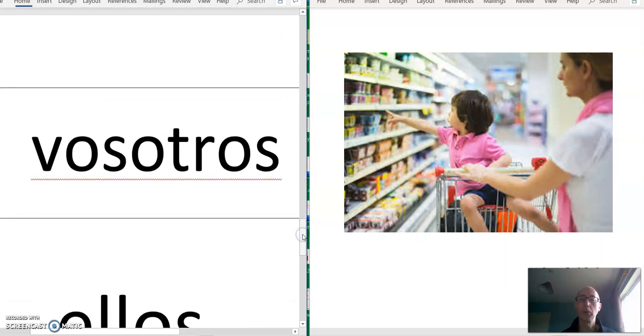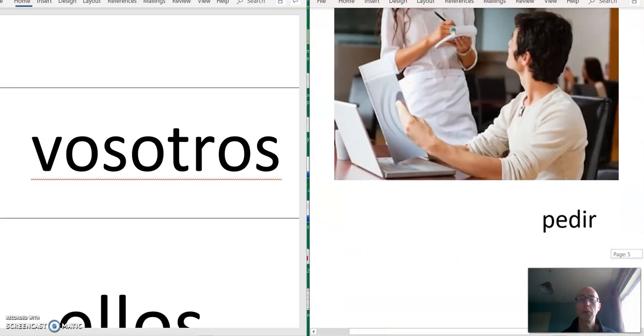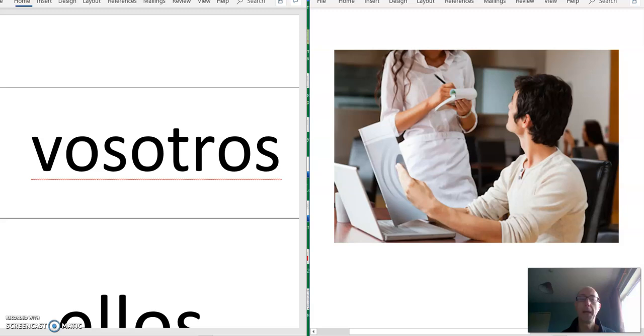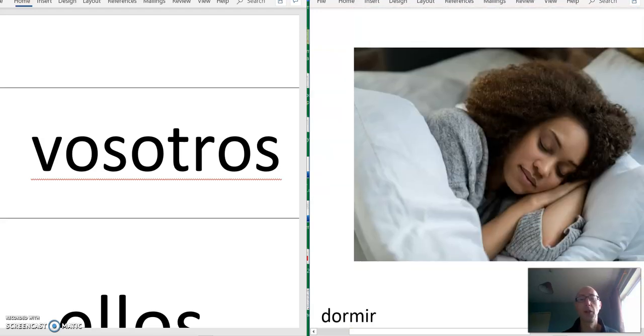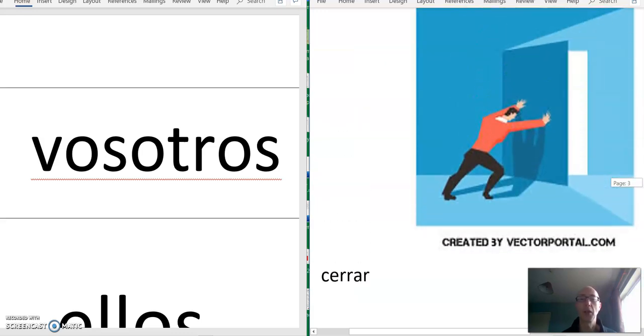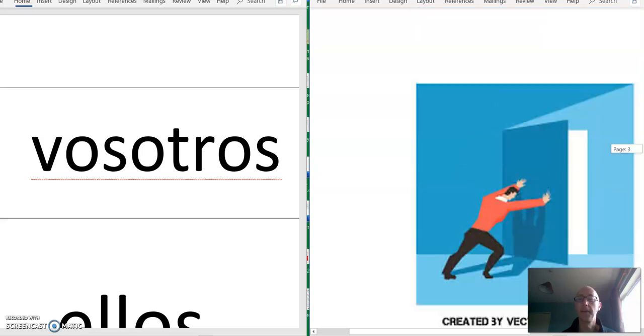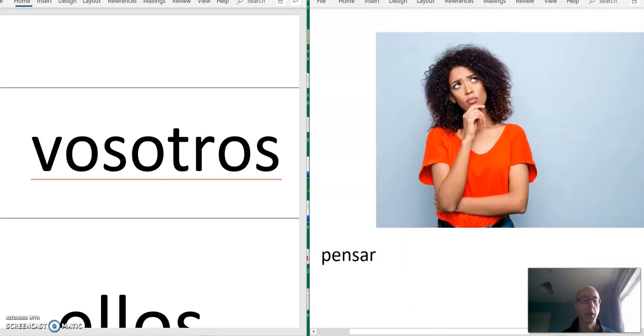And let's try one or two vosotros. Vosotros pedís. Vosotros dormís. Remember, we use the O. Vosotros cerráis. Vosotros pensáis.